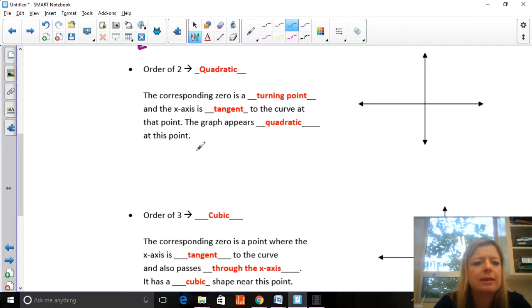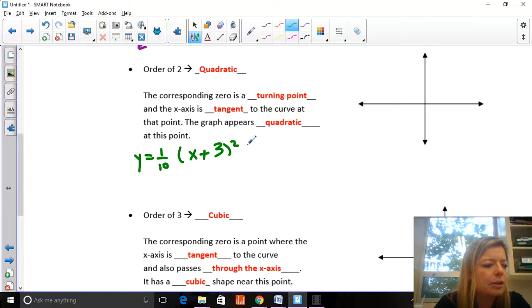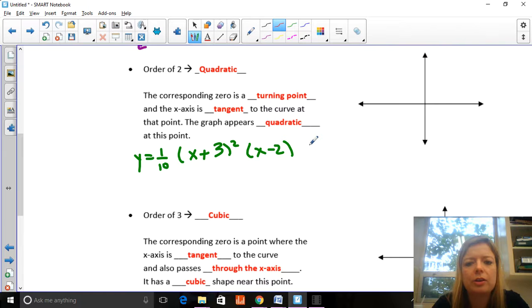So let's give another example here. Let's do y equals 1/10. These are real functions. I didn't just make them up on the spot. (x plus 3) to the power 2, and then (x minus 2). So this is another cubic function. Note that it's cubic, and note that a is greater than 0. So the end behavior will start down there and it'll end up there.